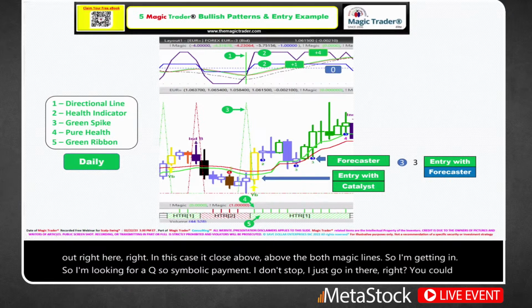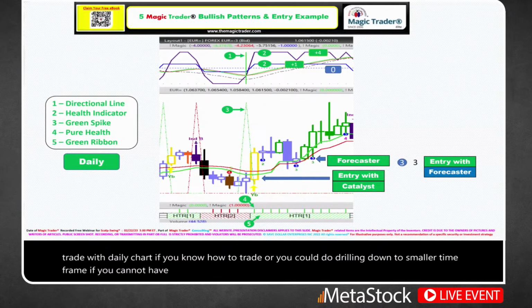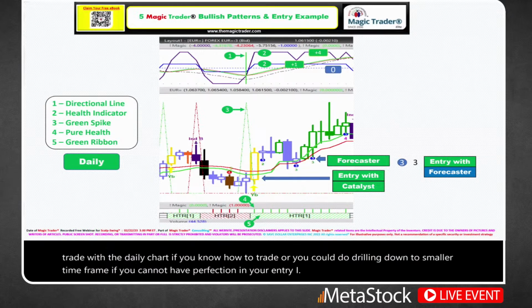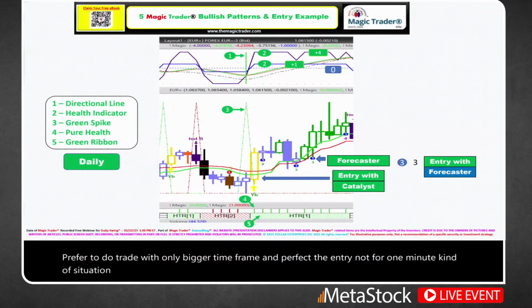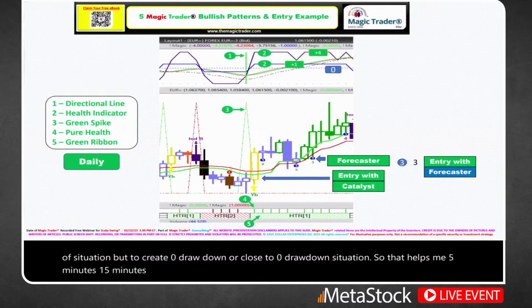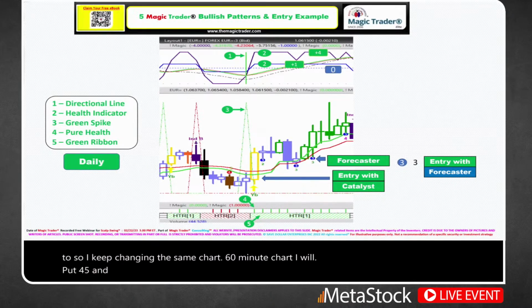You could trade with the daily chart if you know how to trade, or you could drill down to a smaller time frame if you cannot have perfection in your entry. I prefer to trade with only the bigger time frame and perfect the entry, not for a 1-minute kind of situation, but to create a zero drawdown or close to zero drawdown situation. So that helps me. 5 minutes, 15 minutes, 17 minutes sometimes. A cycle happens without you knowing it. So I'm used to it. I keep changing the same chart, a 60-minute chart. I will put 45 and 30 and 20, right?